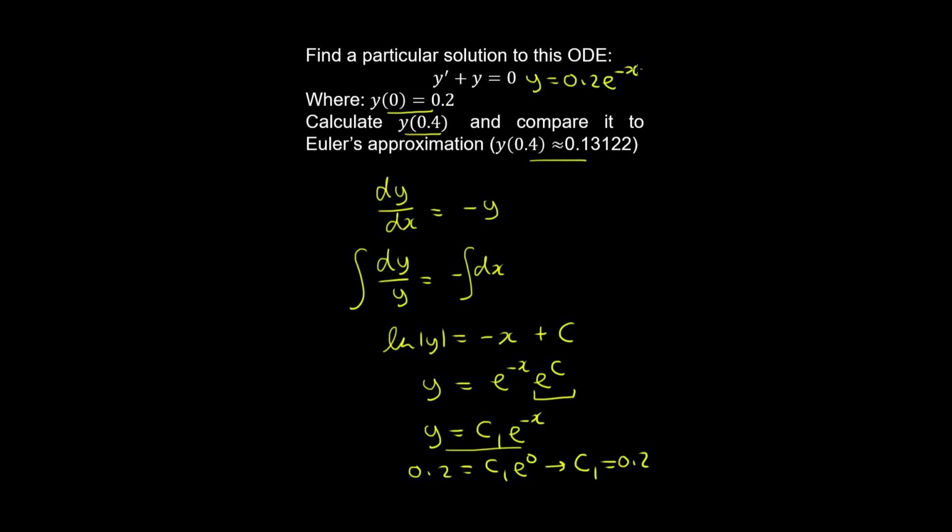And now you can substitute for x equals 0.4, and you can obtain y of 0.4 and compare it with the approximate solution we got using Euler's method. And post your answer in the comments.